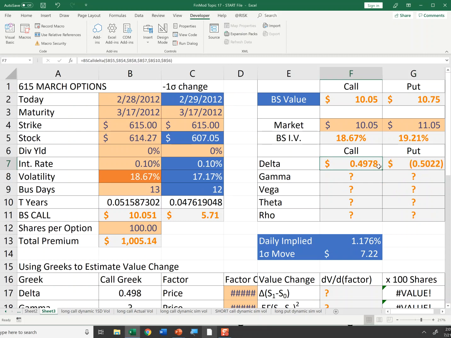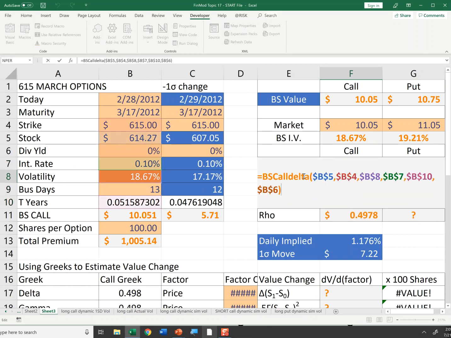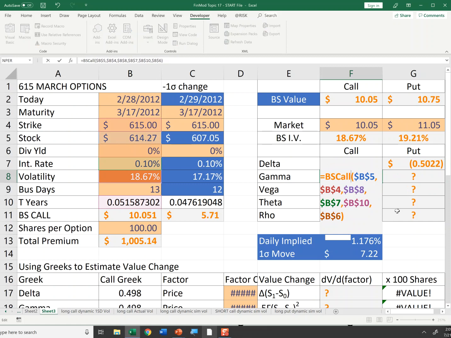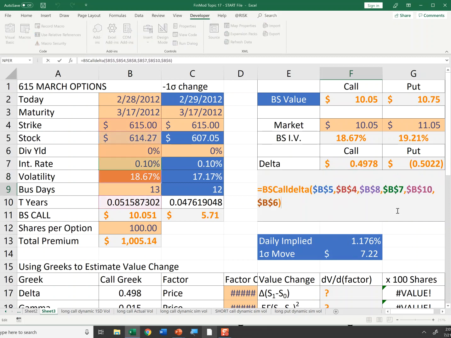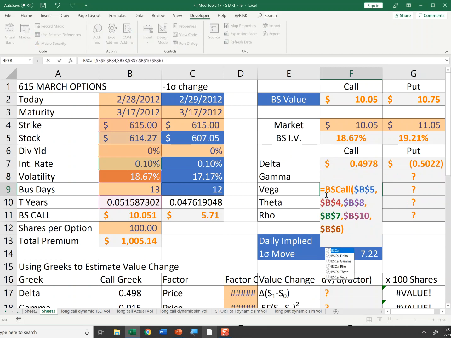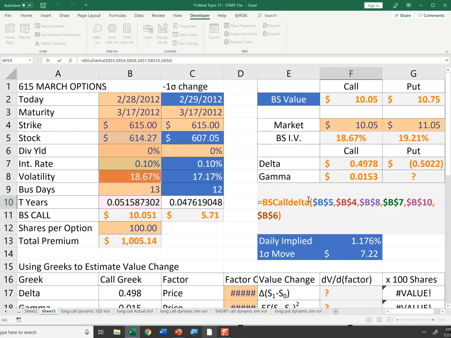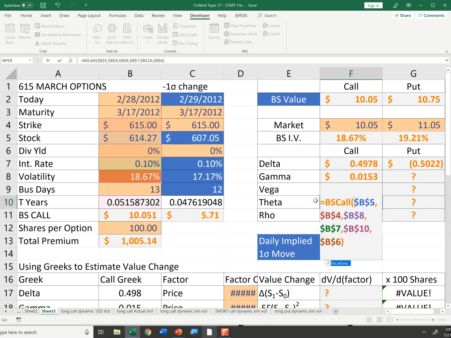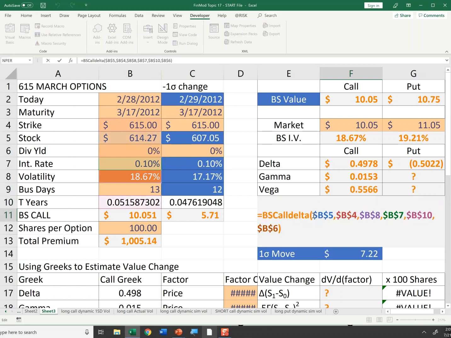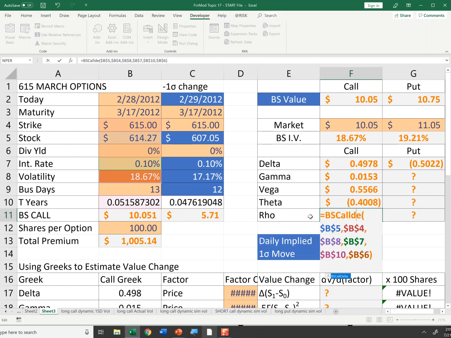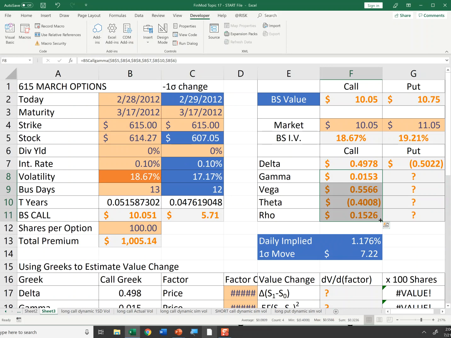Now I'm going to copy these functions down. I'm going to change the word BS call delta to BS call gamma. Change that to Vega. I can only do this because I know the parameters are in the same order. Theta. And rho. I'll then copy that across. And so now I have this.